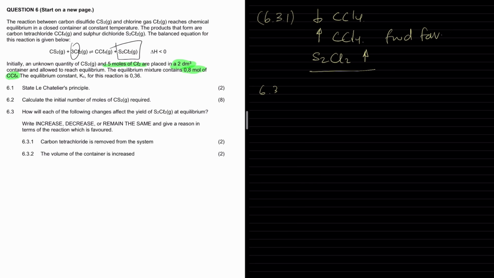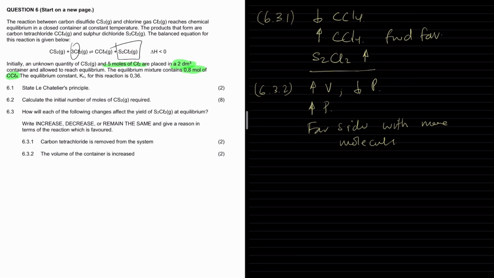Now 6.3.2, the volume of the container is increased. If I increase the volume, I am decreasing the pressure. Now if I decrease the pressure, the system will want to increase the pressure. And how does the system increase the pressure? It favors the side with more molecules, more gas molecules.